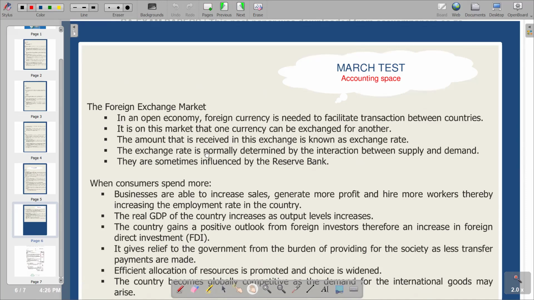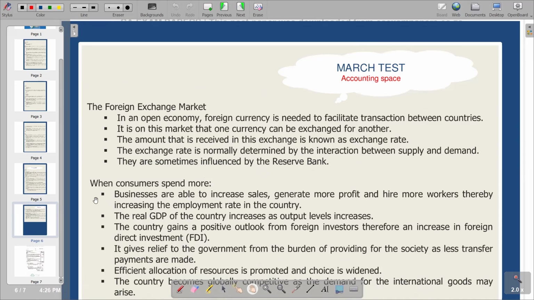Basically, when it's a free-floating exchange rate system, the exchange rate will be determined by the forces of demand and supply. To a lesser extent, it can be influenced by the Reserve Bank, which is our central bank.